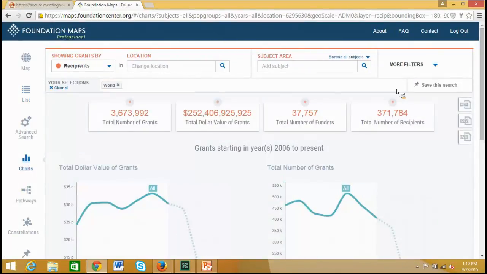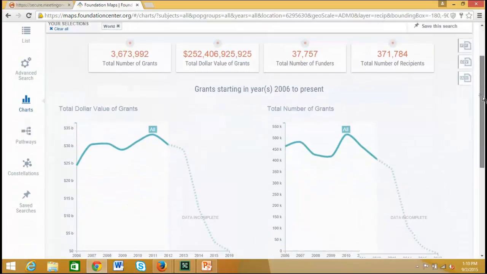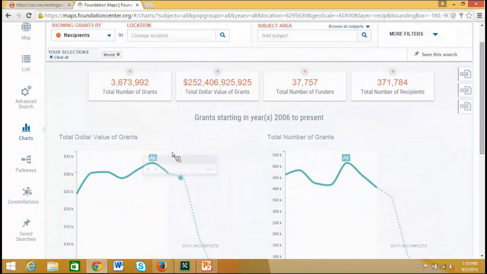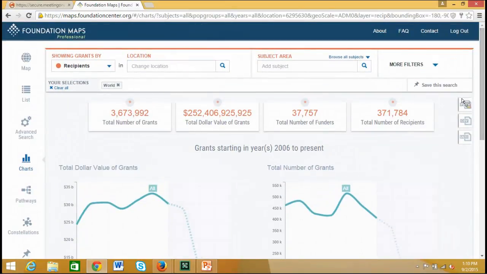Now let's go to the charts. The line charts for showing trends over time are the same as they were before. Let's do a case where, let's choose a location. Let's choose Texas.